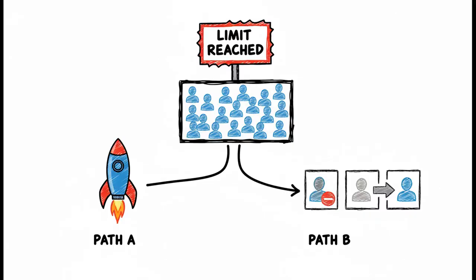So what do you do when you hit that ceiling? You've basically got two choices. Option A, upgrade your plan. You can do this yourself right in the billing section to get more slots. Option B, free up a spot. Just go to Manage Users and deactivate or remove someone who doesn't need access anymore, like an employee who's moved on.